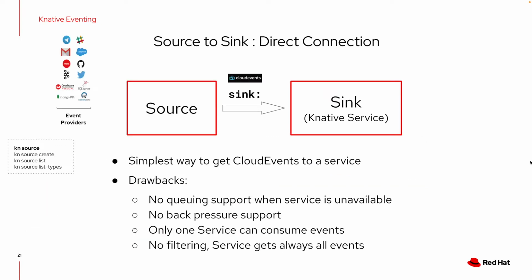The first pattern we have a look at is source to sink. This is the most basic eventing pattern. The source is responsible for sending the events to a sink. When you install Knative Eventing, you will have some event sources already installed. For example, there is a ping source which you could use to produce events with a fixed payload on a specified cron schedule.